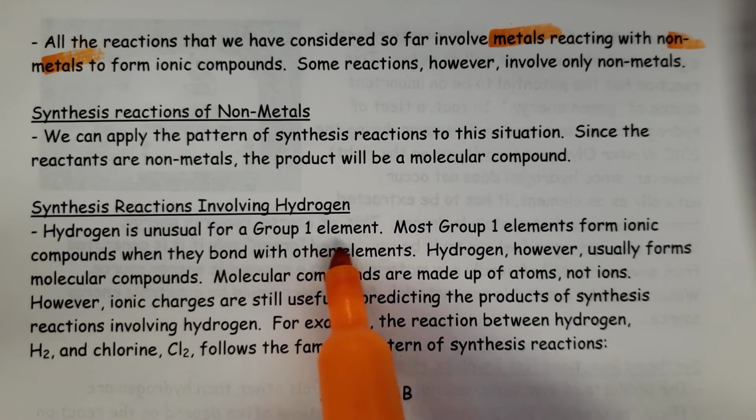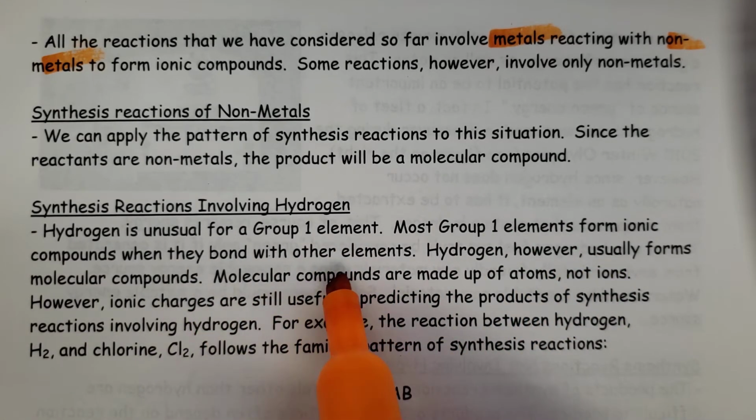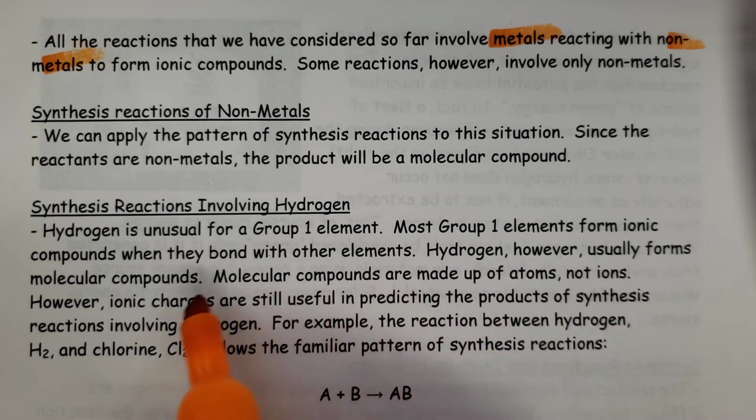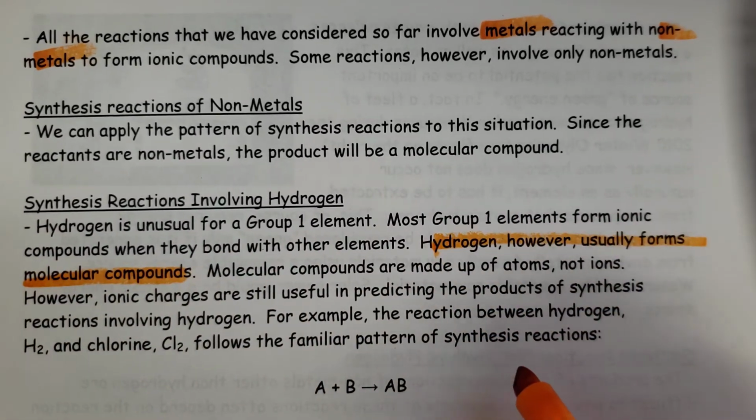So hydrogen is usually a group 1 element. Most group 1 elements form ionic compounds when they bond with other elements. Hydrogen, however, usually forms molecular compounds. Molecular compounds are made up of atoms, not ions. However, ionic charges are still useful in predicting the products of a synthesis reaction.